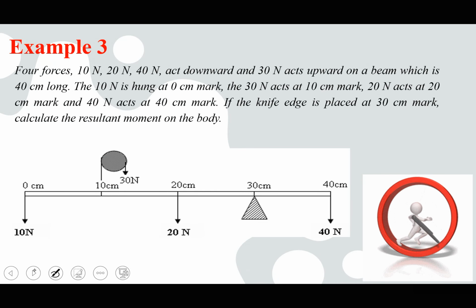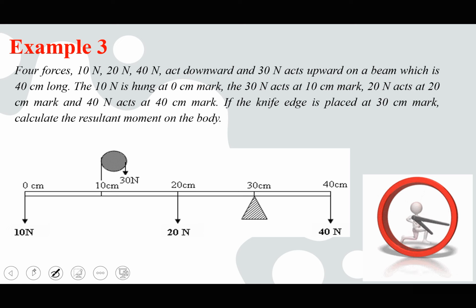Example 3. Four forces, 10 newtons, 20 newtons, and 40 newtons act downwards, and a 30 newton force acts upwards on a beam which is 40 centimeters long. The 10 newtons is hung at the 0 centimeter mark. The 30 newton acts at the 10 centimeter mark. 20 newtons acts at the 20 centimeter mark. And 40 newtons acts at the 40 centimeter mark. If the knife edge is placed at the 30 centimeter mark, find the resultant moment on the body.